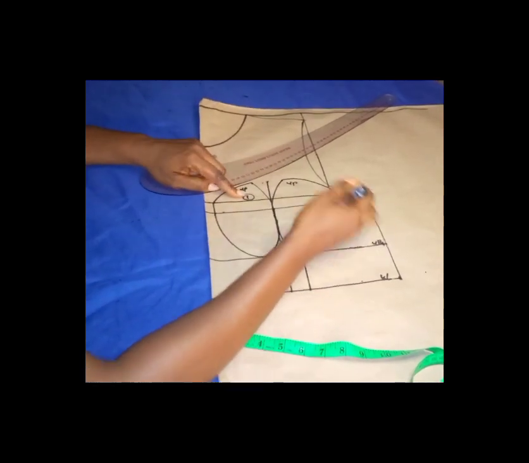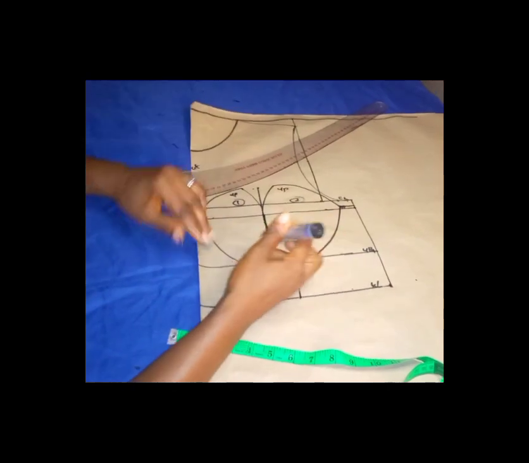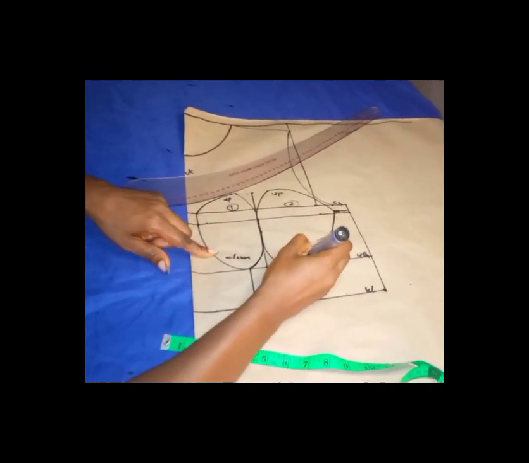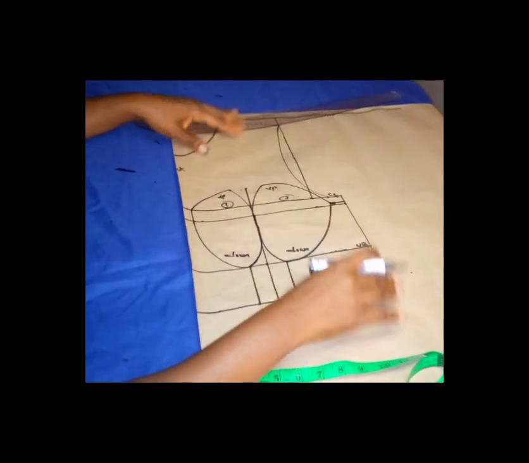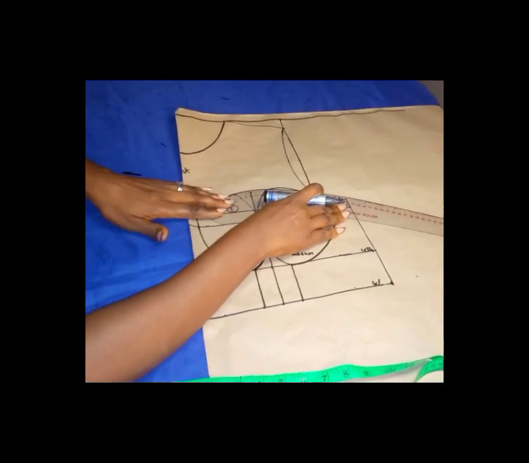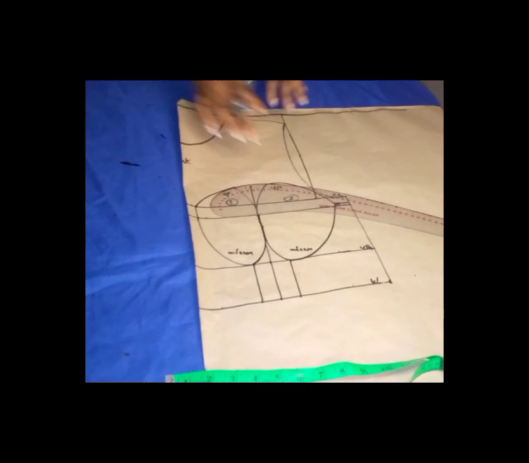Next I'm going to label my cup. I'll label up and down. This is my center one and this is my side one. You're expected to have it in a fold, so you're expected to have four pieces of the cup, and this one is down. The essence of labeling it is for you not to join wrongly by the time you are joining.